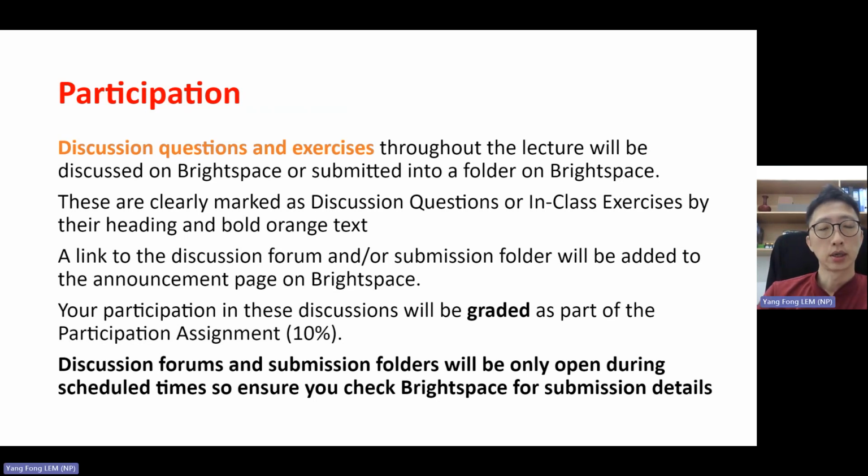Let's see. So discussion forums, discussion is 10%, it's mentioned. Submission folders will be open only for scheduled times. For example, in the discussion forum, I'll just open it up for that week and then close it. Same goes for submission folders. If you don't schedule it within a time frame, students won't do it. So pay attention to the time frame that you're supposed to participate in the forum discussion. All this will be spelled out.